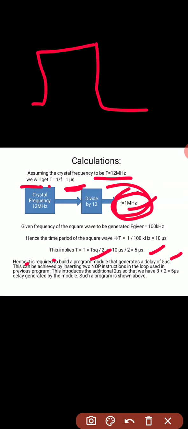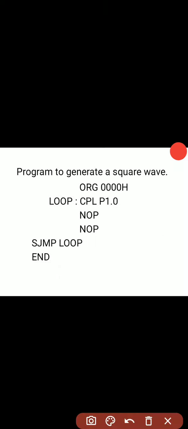This can be achieved by inserting 2 NOP instructions in the loop used in the previous program, right? So this introduces an additional 2 microsecond, so that we have 3 plus 2, which is equal to 5 microsecond delay generated by the module. Such a program is shown below, in the next slide. I hope the calculation is clear to you. So next we will move to the next slide, in which the program is discussed.